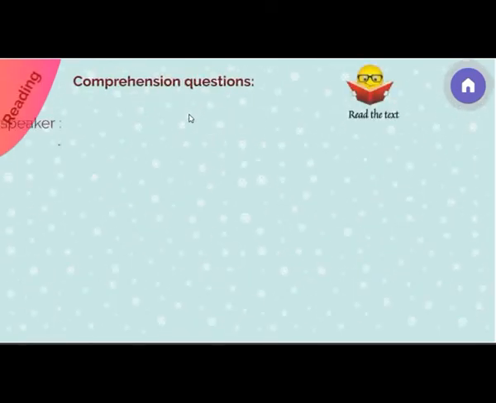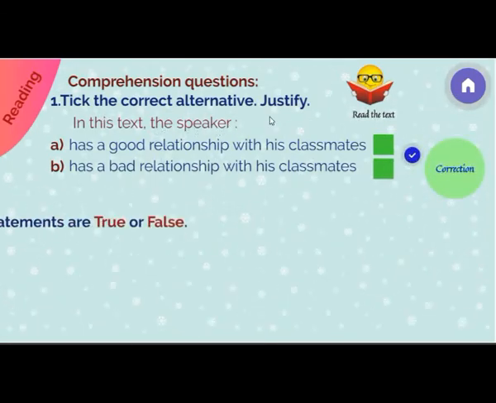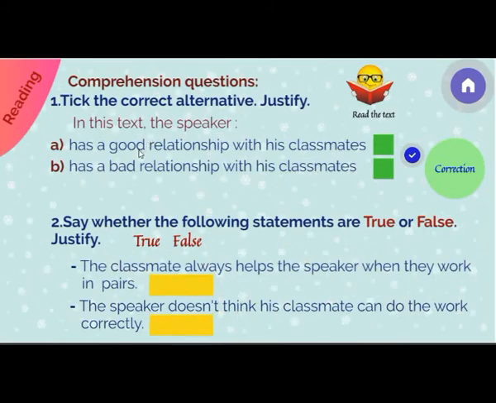I'm going to read them for you, comprehension questions. Question 1, tick the correct alternative and justify. In this text, the speaker, A, has a good relationship with his classmates. B, he has a bad relationship with his classmates. So all you need here is to slide the tick here or here.